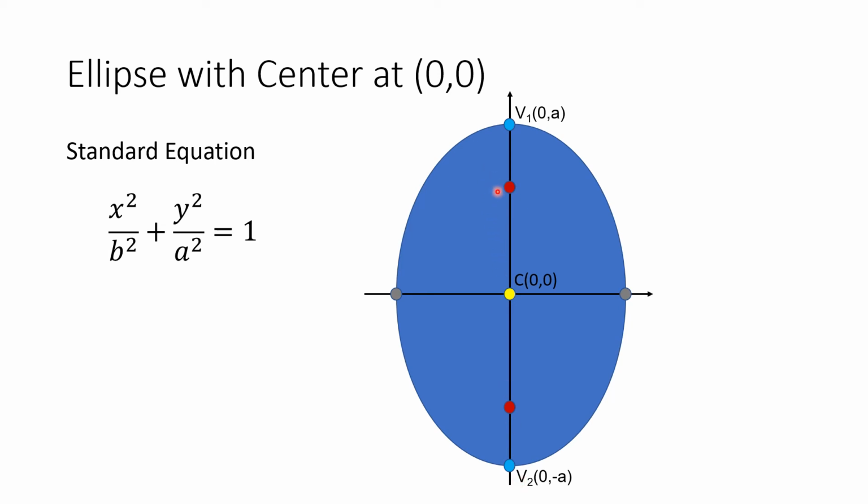For the foci, same concept as the vertices. For this focus number 1, the upper focus, we add c units to the y coordinate of our center. So this focus now will have the coordinates 0, c. And for this lower focus, or the focus number 2, will have the coordinates 0, negative c.